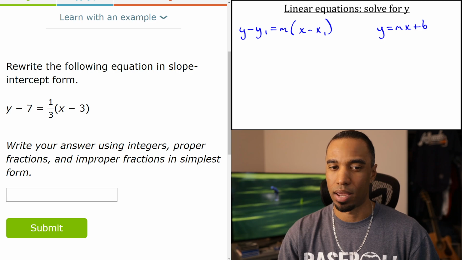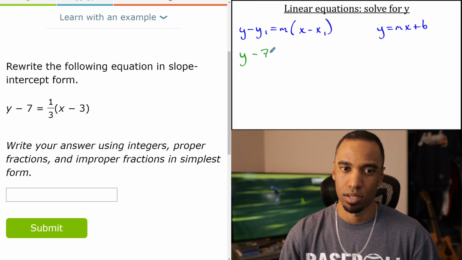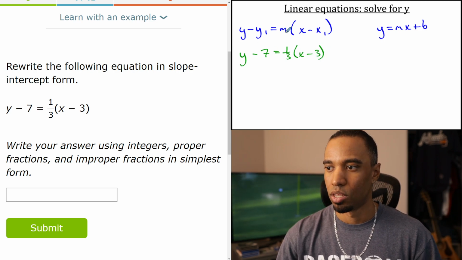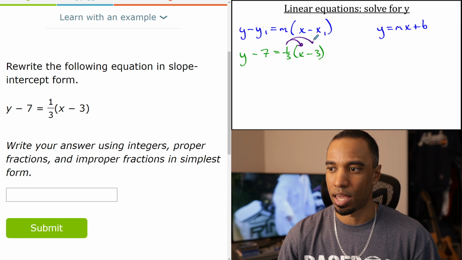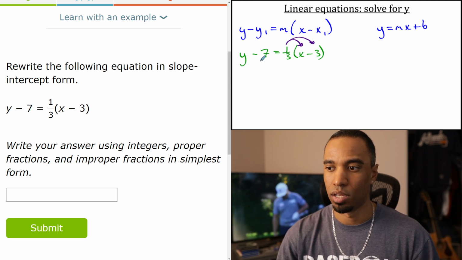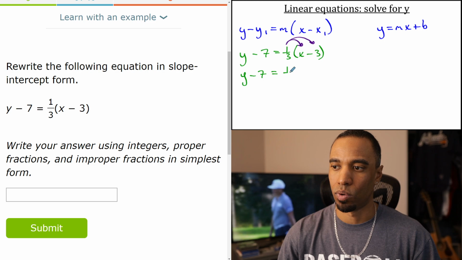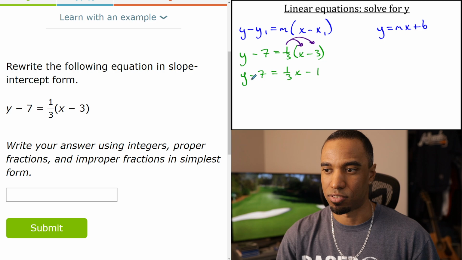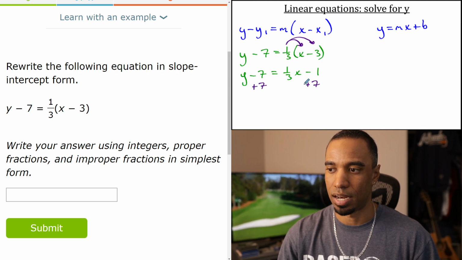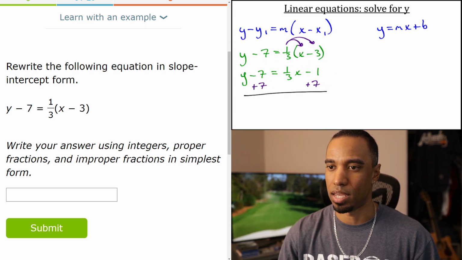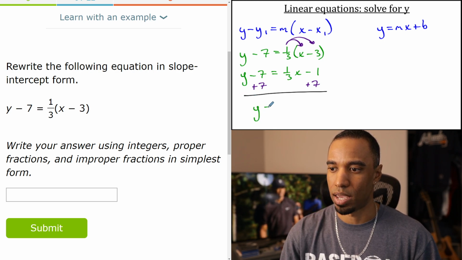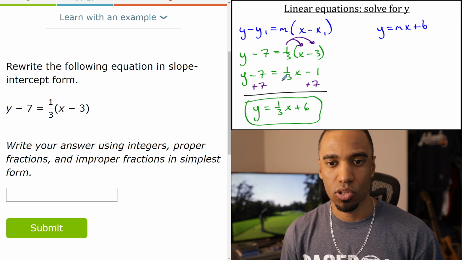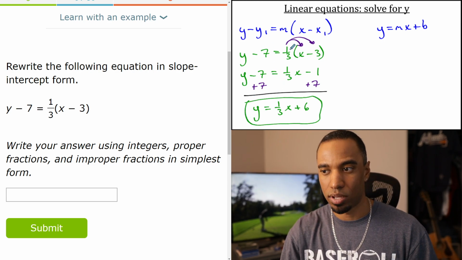So on this first problem right here, I have y minus 7 equals 1/3 times the quantity x minus 3. I must distribute the 1/3 into the x and the negative 3. And 1/3 times negative 3 is just negative 1. So I'm going to get y minus 7 equals 1/3 x minus 1. To get y by itself now, I'm just going to have to add 7 to both sides, and add it to the constant. And now we're going to get y equals, here's my mx plus b, y equals 1/3 x plus 6. There you go. That's my slope-intercept form equivalent of this thing that was in point slope form.